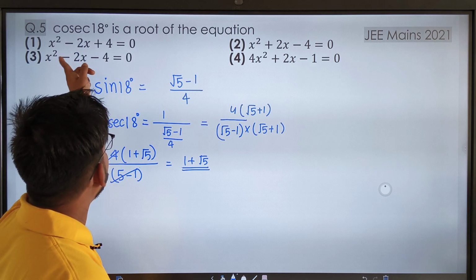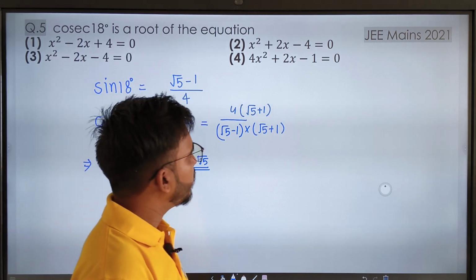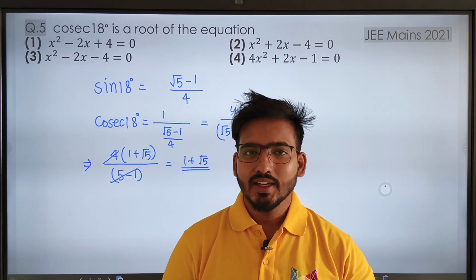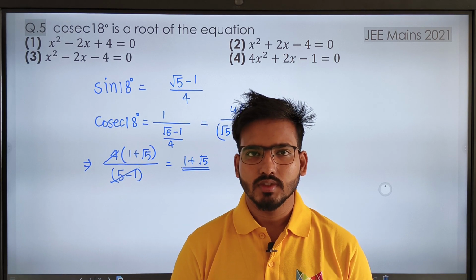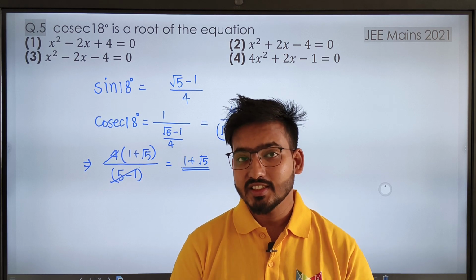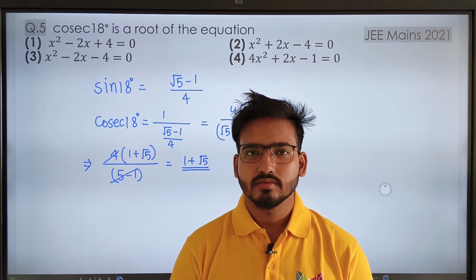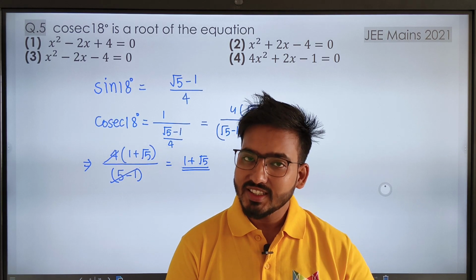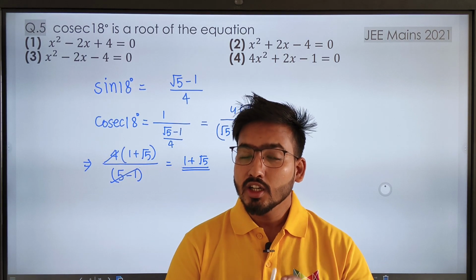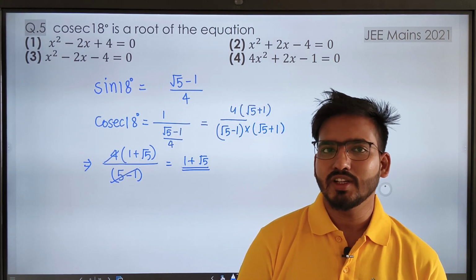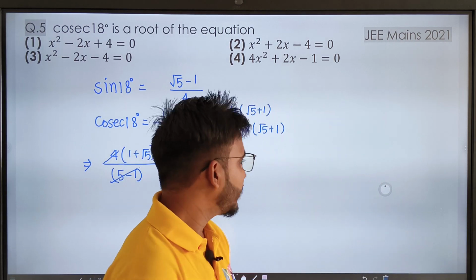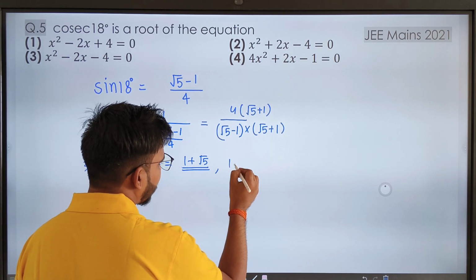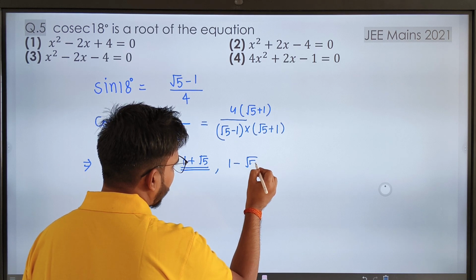If I observe the options given in our question, the coefficient of each quadratic equation is a rational number. If it is a rational number, it means that if a root is irrational, the roots will occur in conjugate pairs. If someone is saying that one root is 1 plus root 5, it means the other root is going to be 1 minus root 5.